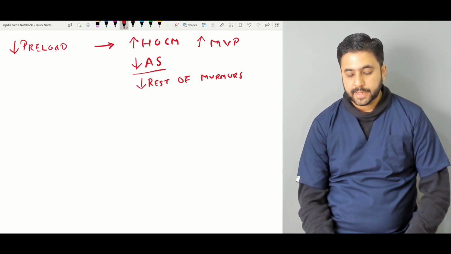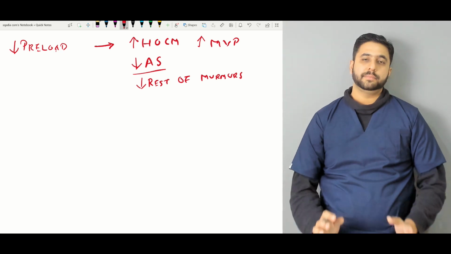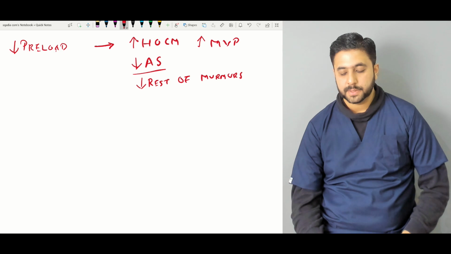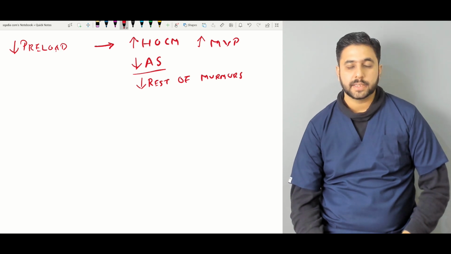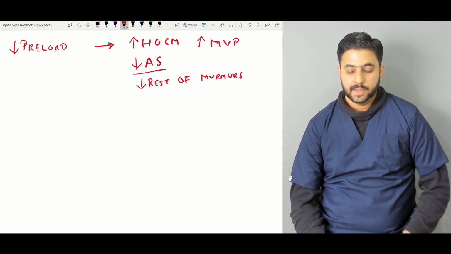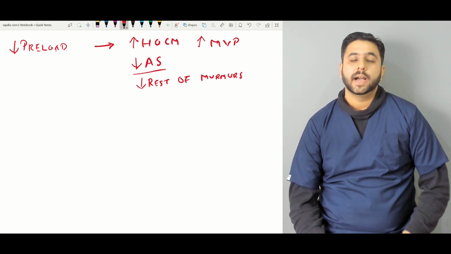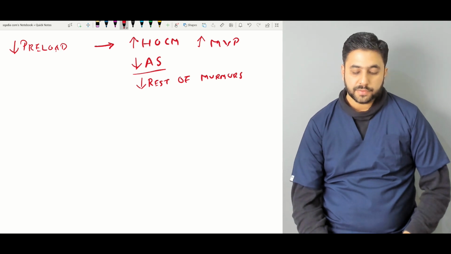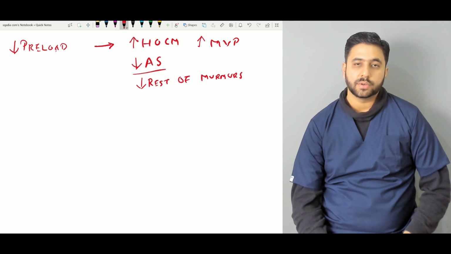So the important thing to remember in the context of these bedside maneuvers is the hypertrophic obstructive cardiomyopathy murmur and the mitral valve prolapse murmur. They will go in the same direction with whatever maneuvers you are doing. The other thing to remember is, except for increasing the afterload, like the handgrip, the murmurs of the hypertrophic obstructive cardiomyopathy and the aortic stenosis will go in the opposite direction.